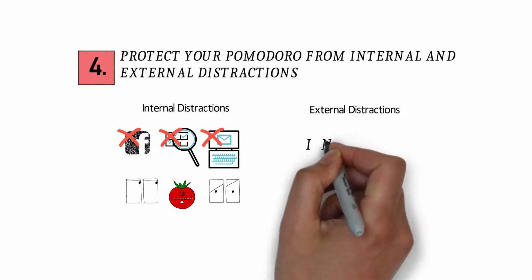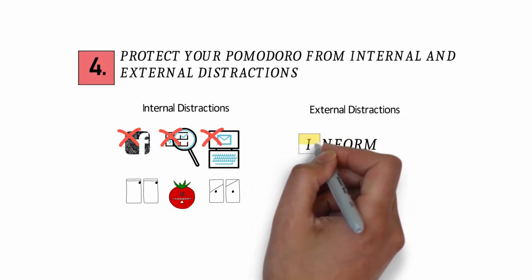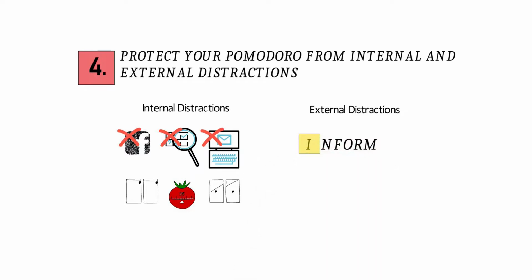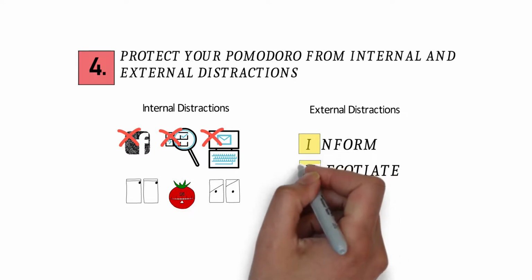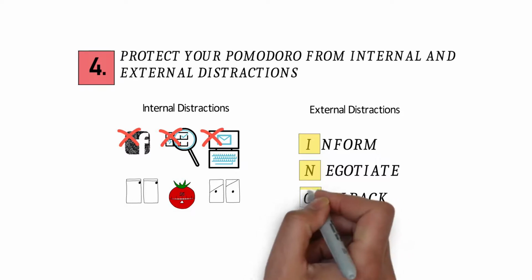Now, in case of an external distraction, use INC. Say, for example, you are sitting in the office and someone comes up. Inform that person that you're busy. Negotiate the time you can get back to that person. Call back once you are done with your Pomodoro.